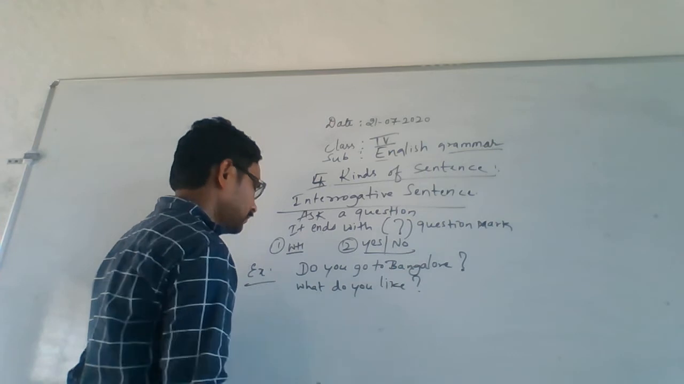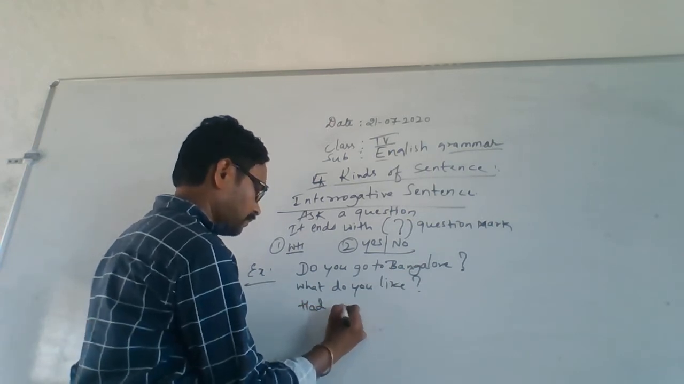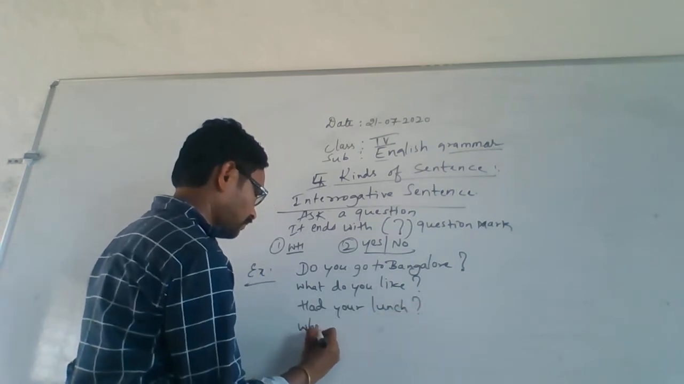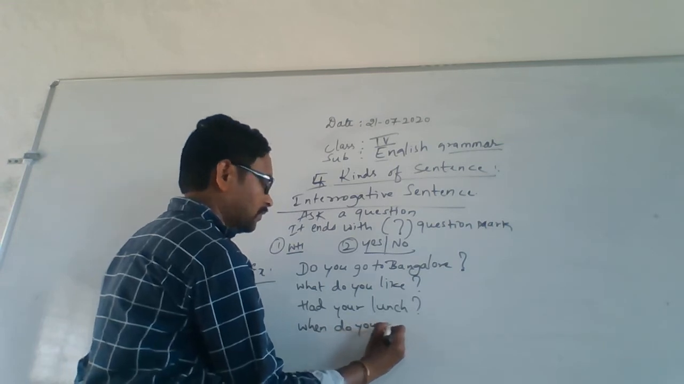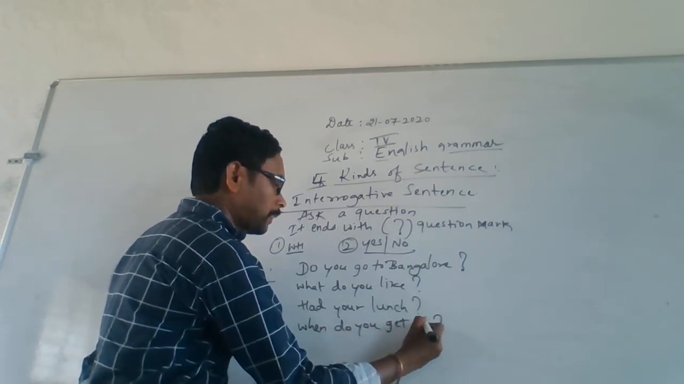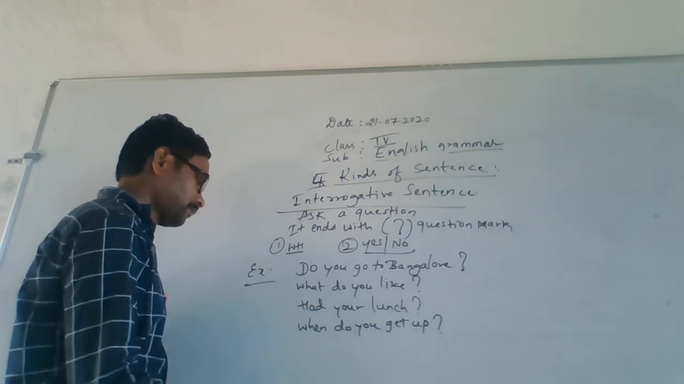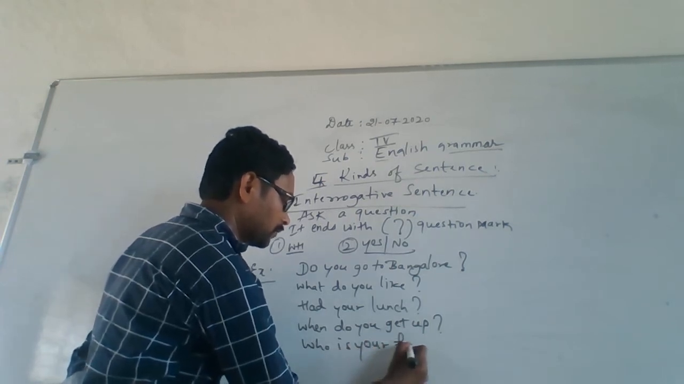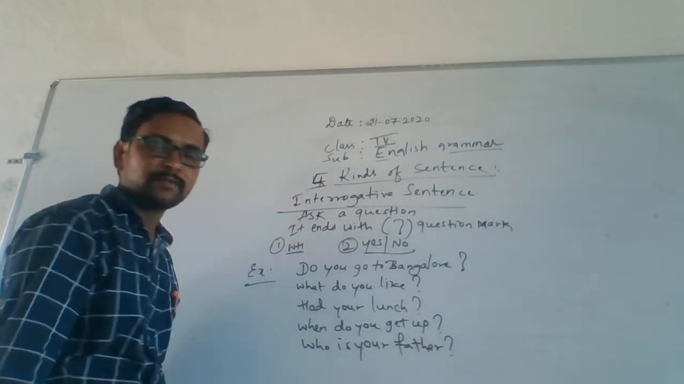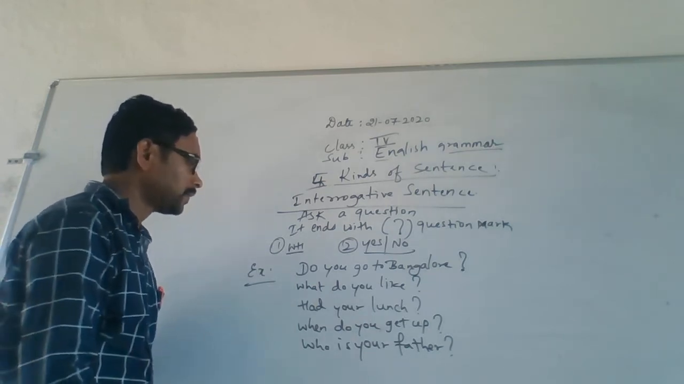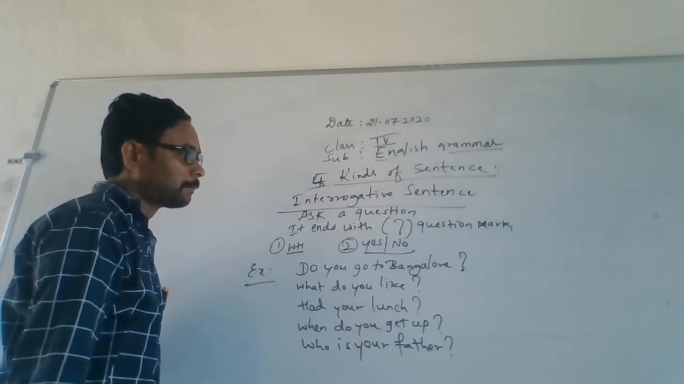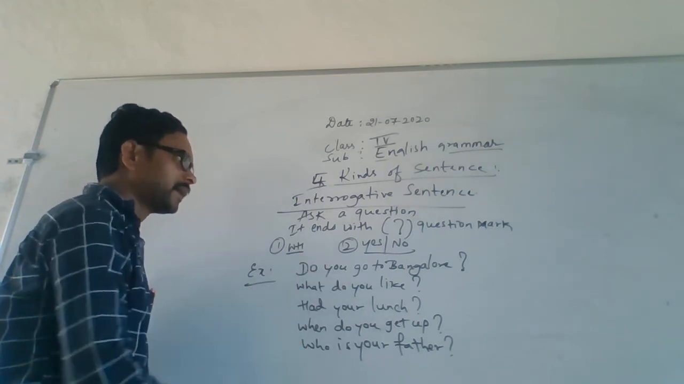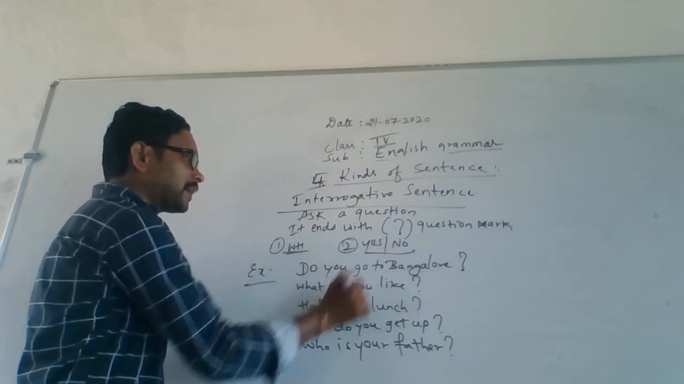What do you like? When do you get up? Then, who is your father? So just see, these are the examples. First one is, do you go to Bangalore? What type of sentence is it? All these are interrogative sentences. Here WH and yes or no.